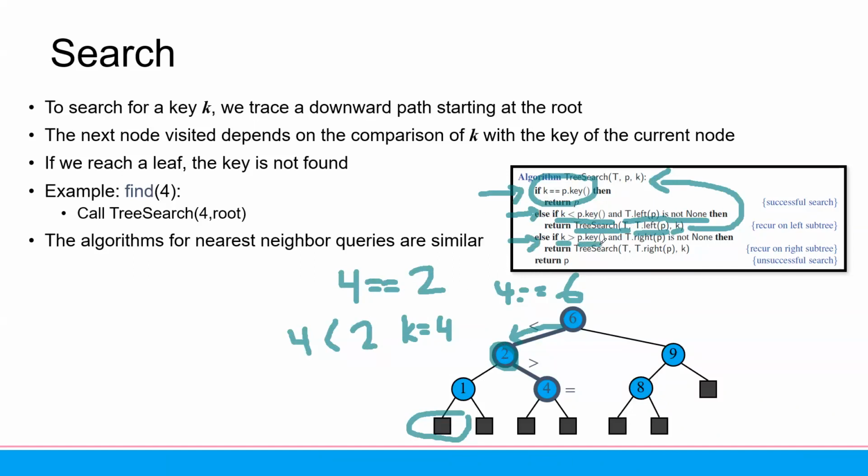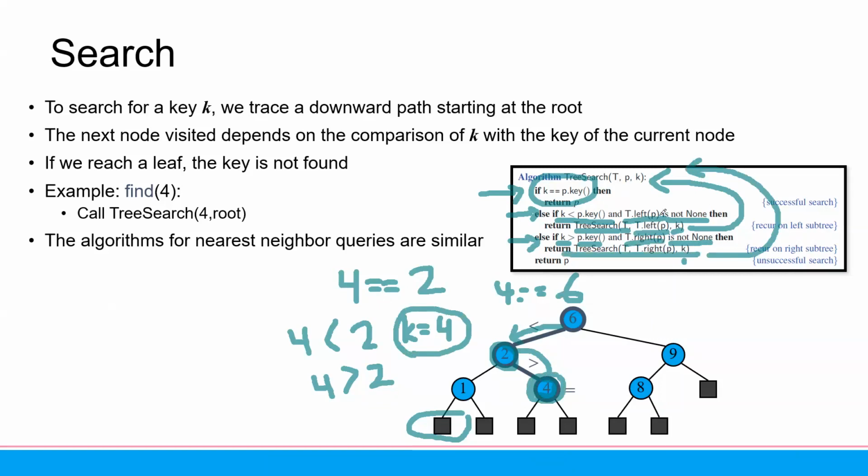Then we go to this one. K is greater than P dot key. So 4 is greater than 2. Yes. And then check the right P. The right P is not null. Okay. There is a value here for 4. Then we will do tree search T, and then we use this right node, which is 4. And K will be the same. K is still 4. So we will do again the recursion.